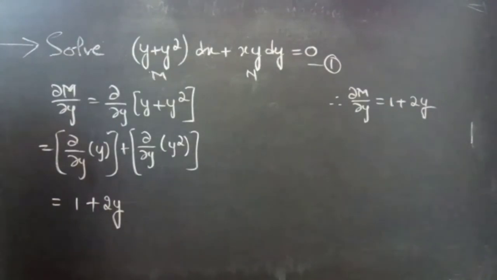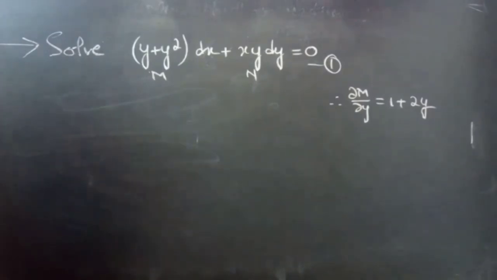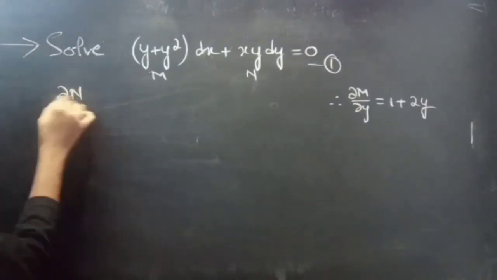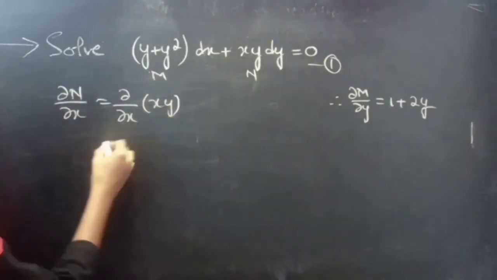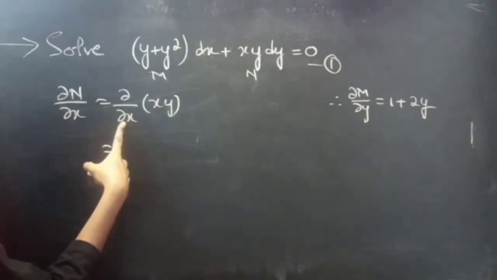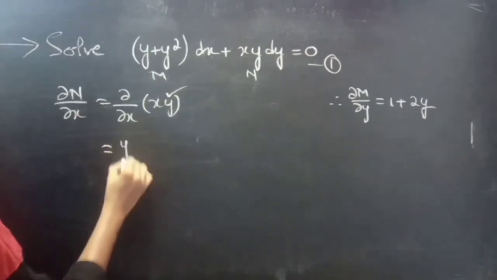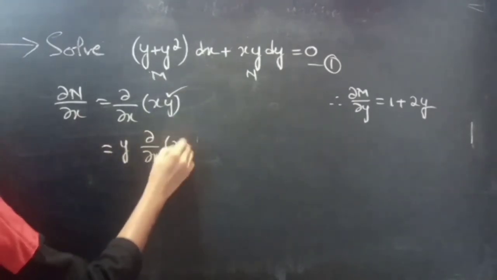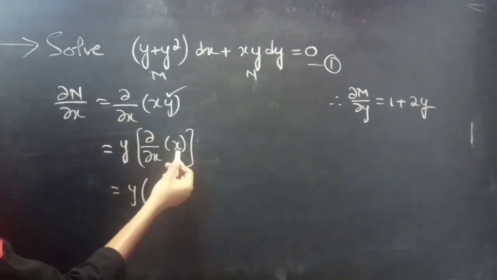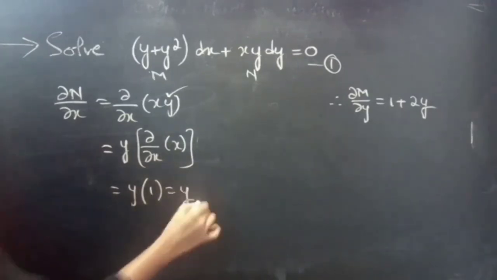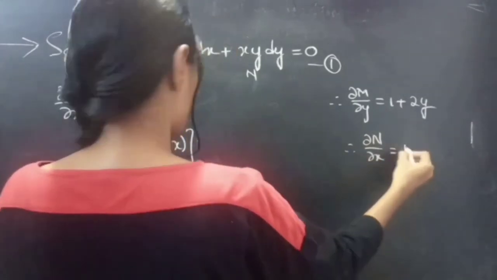Now let's find the partial derivative of N with respect to x. ∂N/∂x equals ∂(xy)/∂x. Since we are doing partial derivative with respect to x, y will be treated as constant. You can write it as y times the partial derivative of x with respect to x, which is 1, so it equals y. Therefore, ∂N/∂x is y.